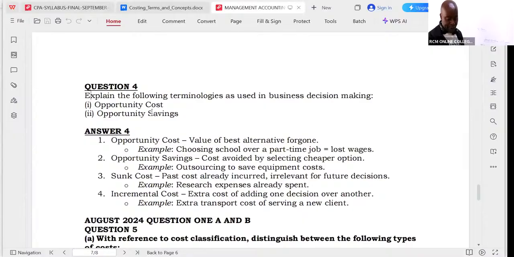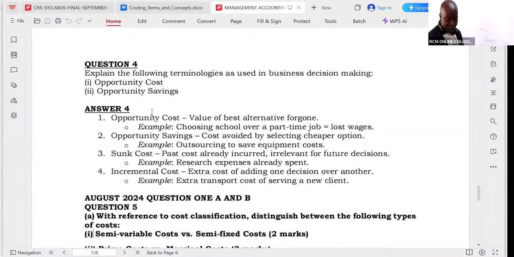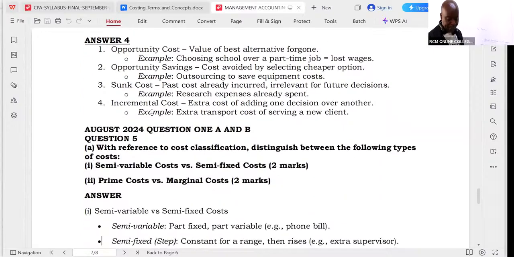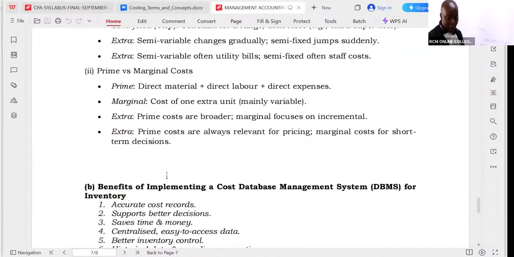Very, very important. Then we have August 2024, question number 1A and B. With reference to cost estimation and cost classification, distinguish between the following types of costs: semi-variable costs versus semi-fixed costs, then prime costs versus marginal costs. Then part 2 of this: benefits of implementing a cost database management system, DBMS, for inventory.